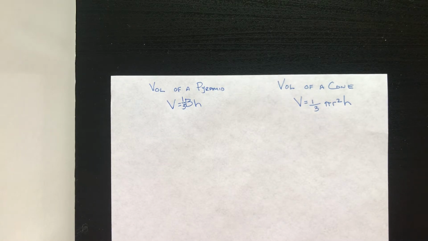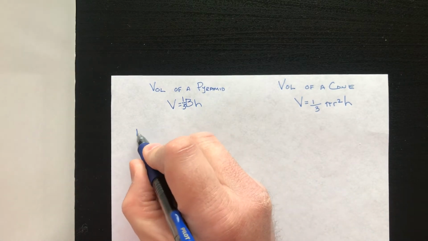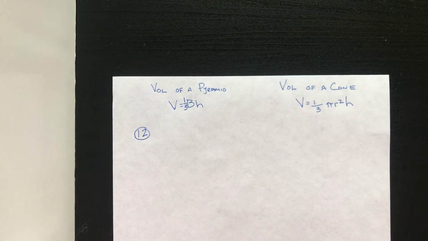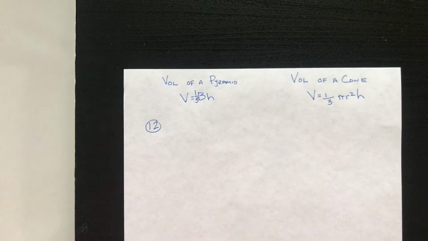I'm going to do actually one of the problems that I think is on your homework. All right, it's actually problem number 12 on your homework. The reason I chose this problem instead of problem number 1 is because problem number 1, they just give you the height. But I want to show you what happens if they don't give you the height and they give you the slant height instead.